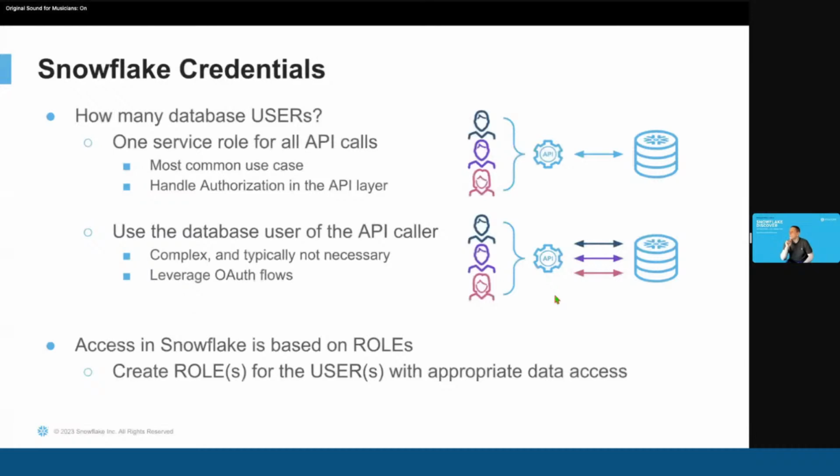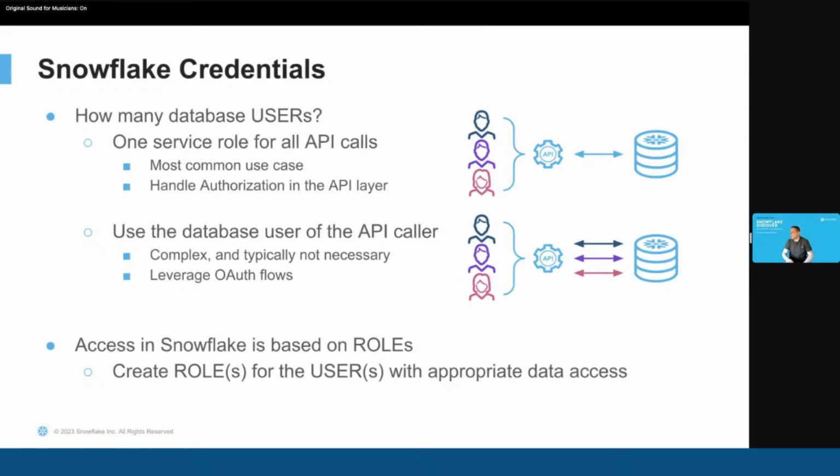Okay, so there are different ways that you could authenticate to Snowflake from your API. How many database users do we want to use? A very, very common model is to just have one service role for all API calls. So you'll go into the API as user one, and the API will connect to Snowflake as a service user, so as a service role. It's the most common use case.